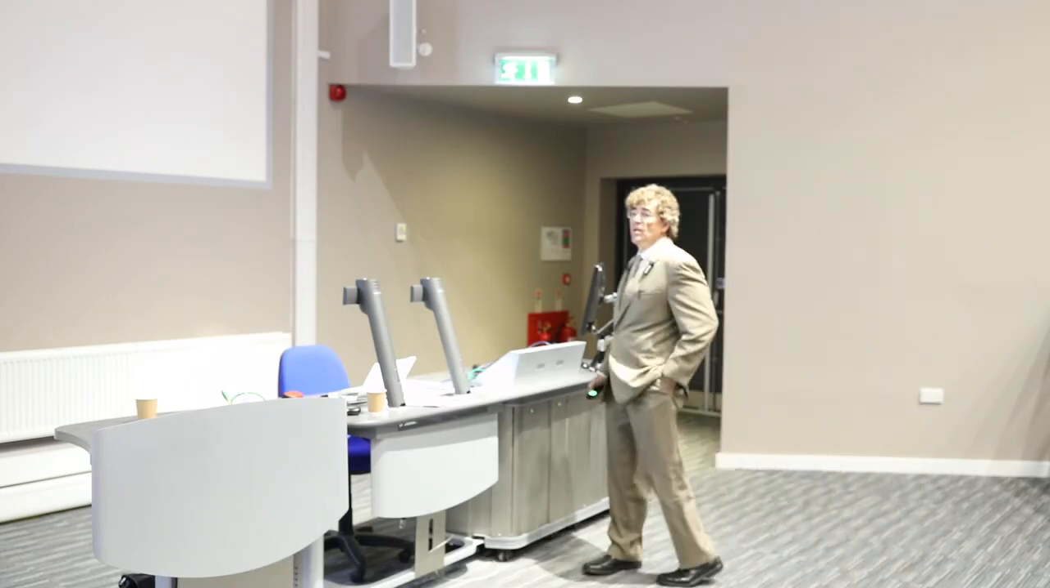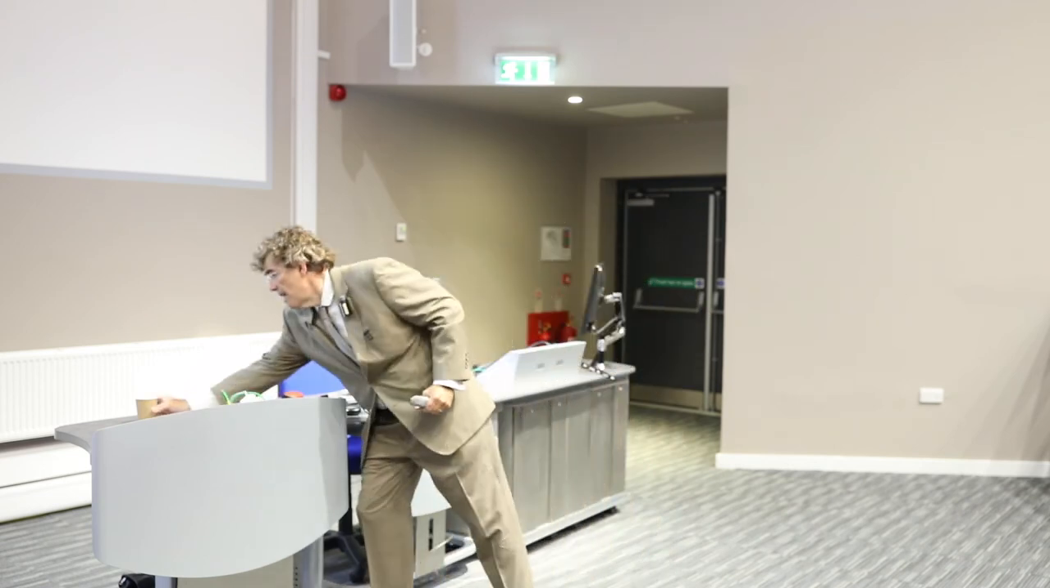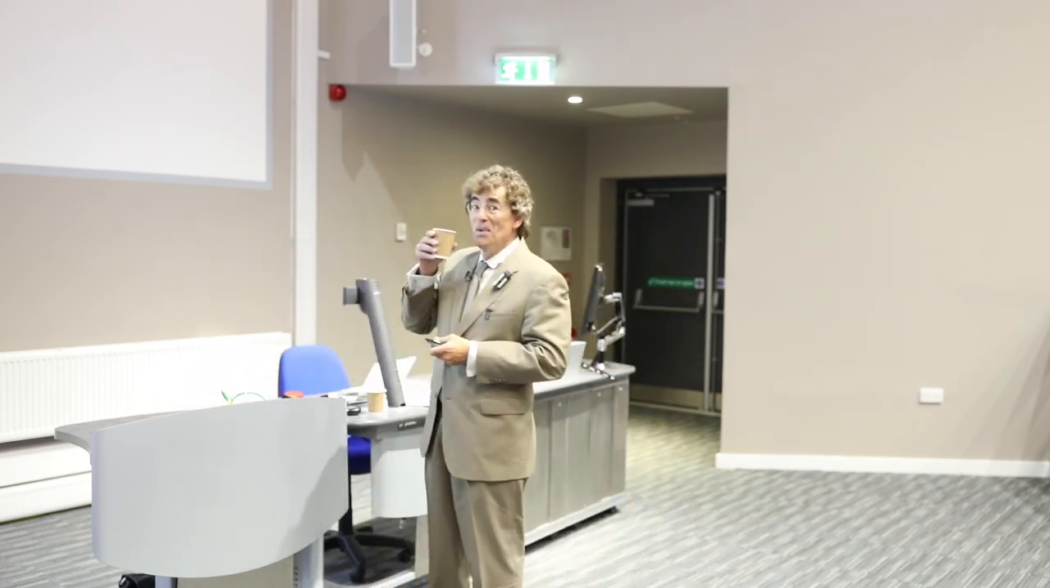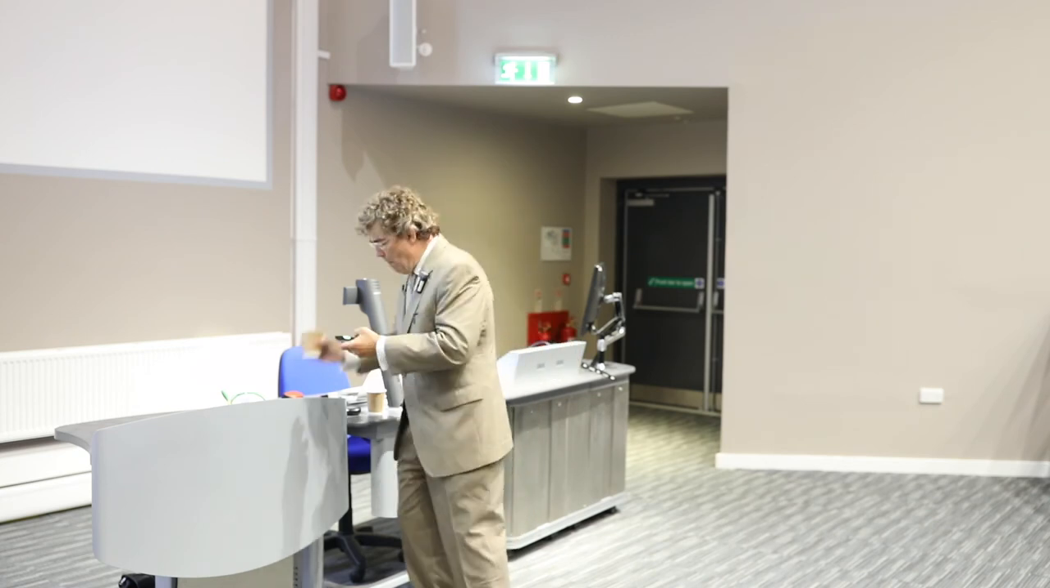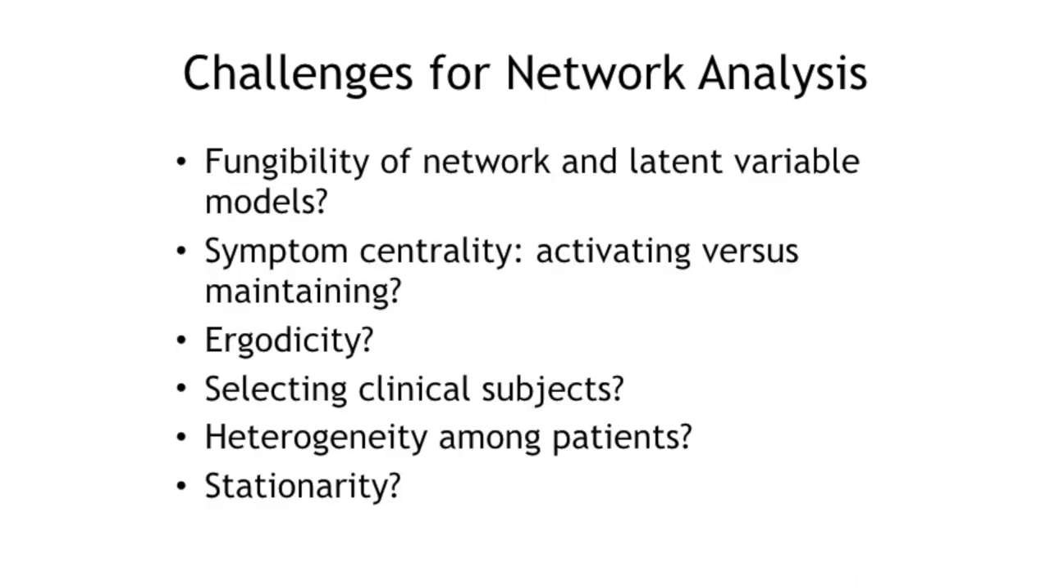Okay, now what I want to do is just wrap up with a couple of the limitations or challenges, and there are a lot with this new approach, believe me. One is the fungibility of network and latent variable analysis. For example, one of the critiques is that some of the people who have been doing dimensional latent variable analyses for years will say, oh, these things are mathematically equivalent. We can convert a network into a latent variable model, a factor model, and vice versa, and all that stuff. So what's the big deal?